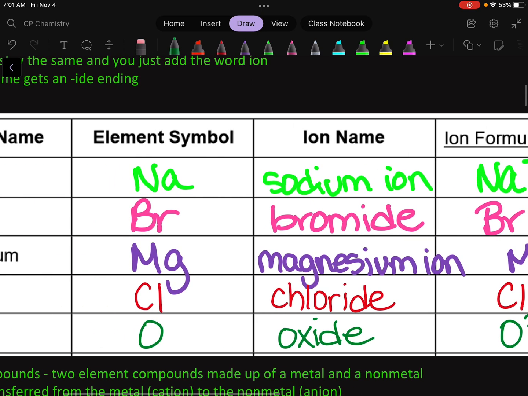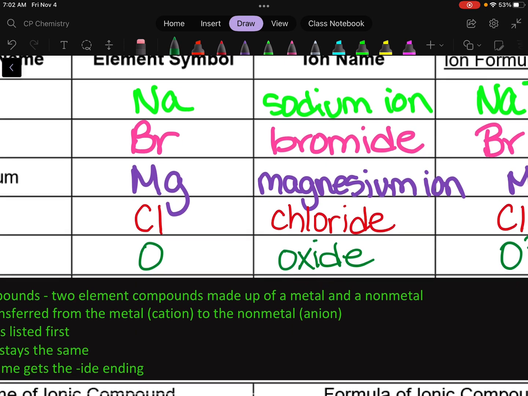Okay, the key to figuring out where the IDE goes, I usually tell my students that for the most part it's the second syllable, so bromide, chloride, oxide, nitride, sulfide, phosphide. Okay, so that kind of helps students remember where that IDE will go.